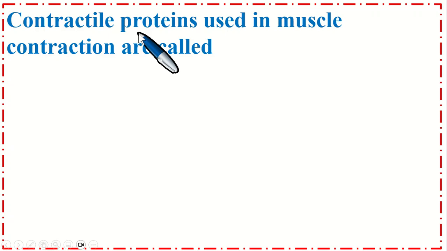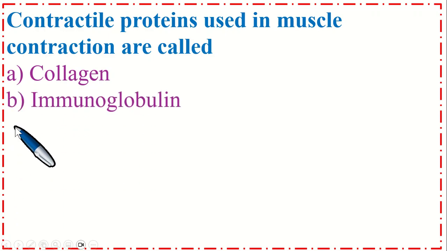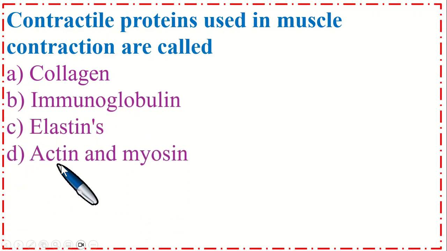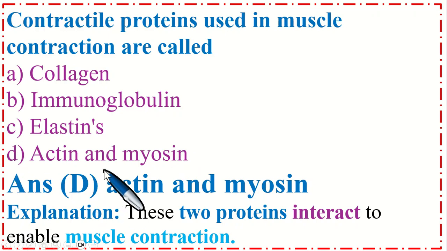Contractile proteins used in muscle contractions are called option A collagen, B immunoglobulin, C elastin and option D actin and myosin. So the correct option is D, actin and myosin. So explanation is these two proteins interact to enable muscle contraction.